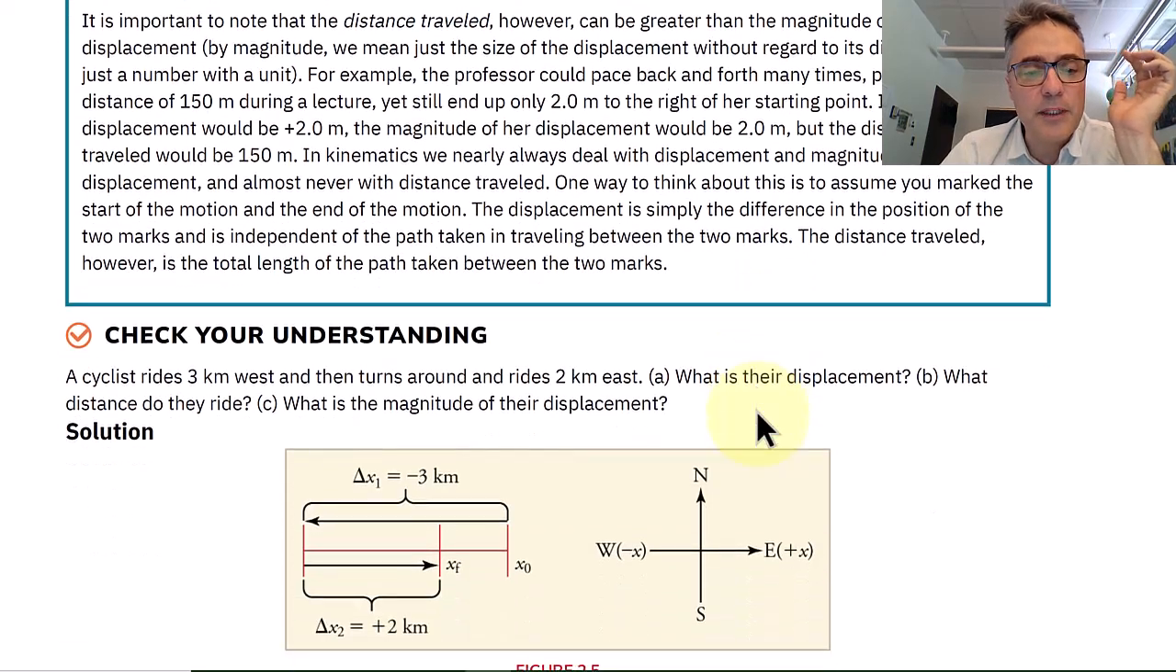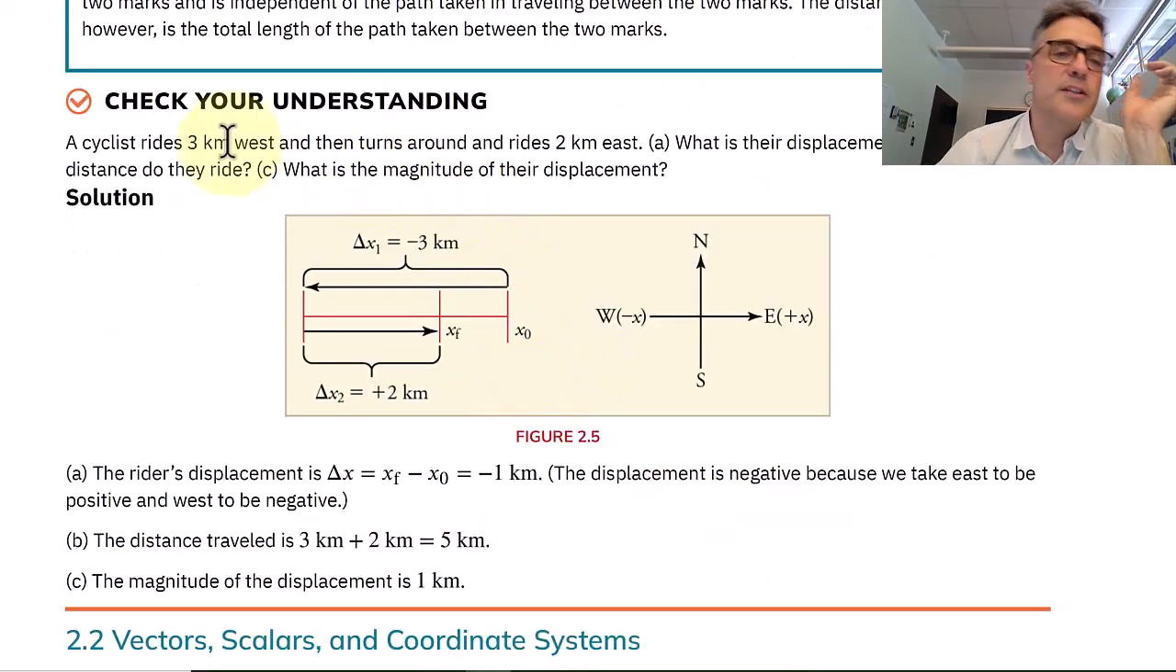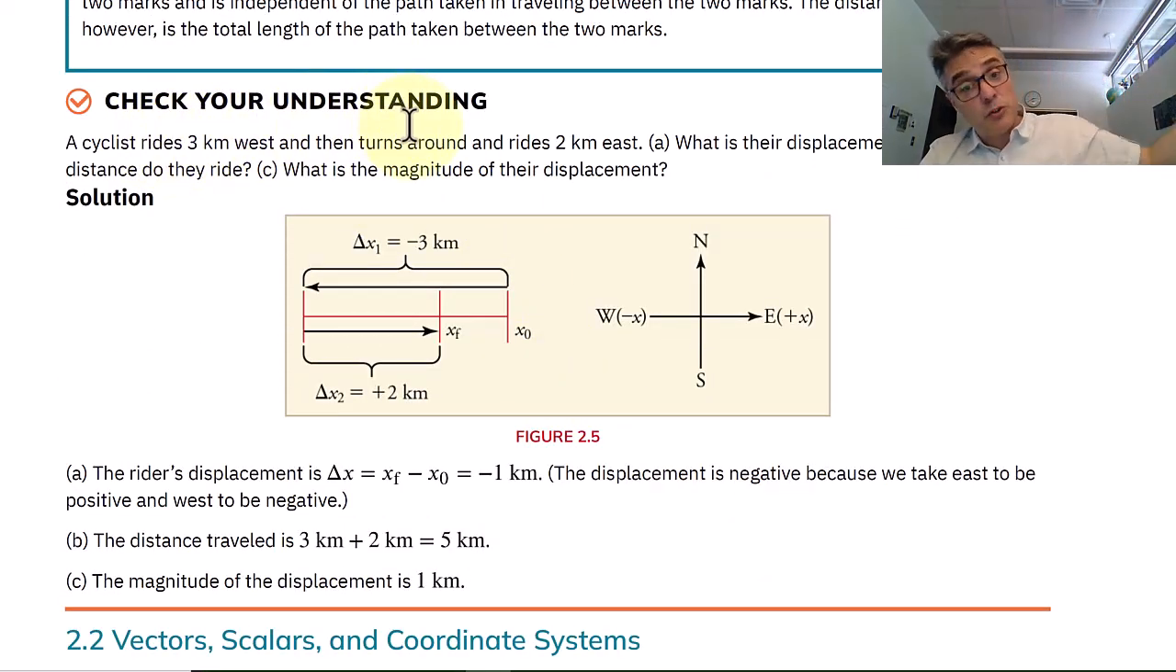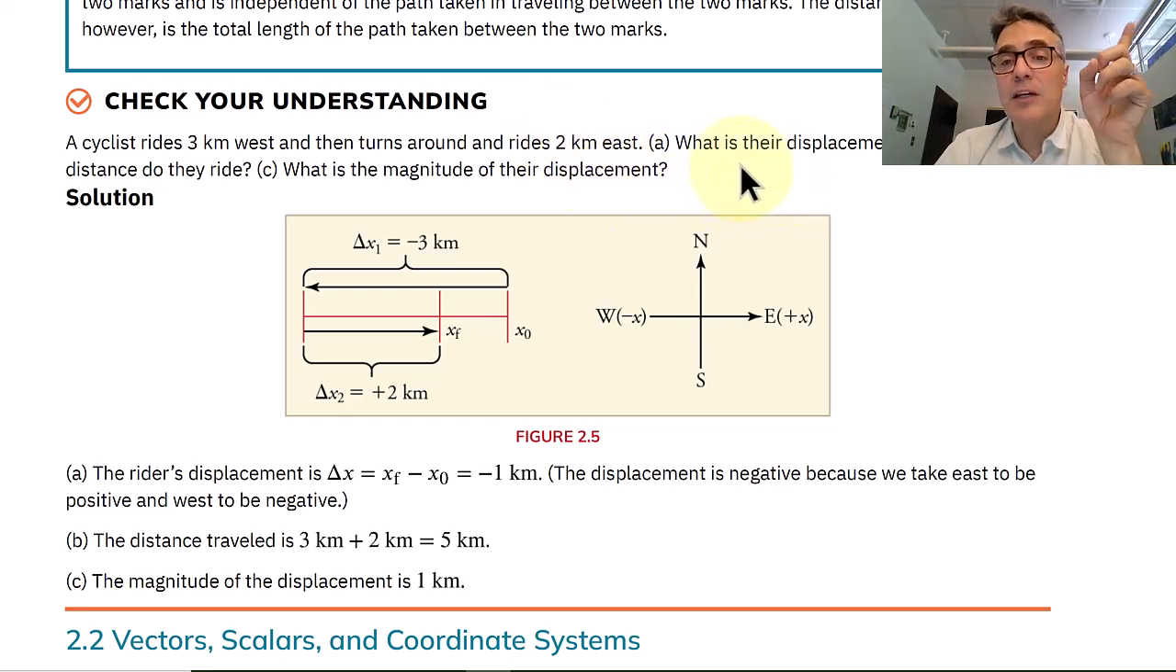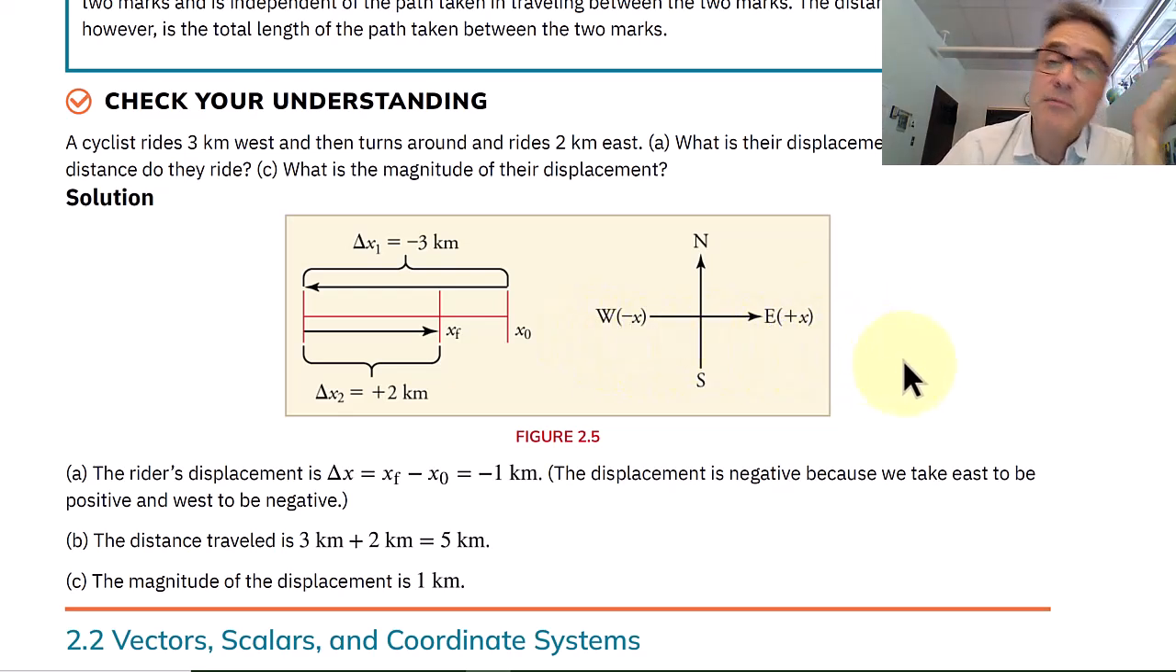And the example here is that a cyclist rides 3 kilometers west, then turns around, does a U-turn and rides 2 kilometers east. Question A, what is their displacement? And question B, what distance do they ride? So the first thing they do is define plus x to be in the east direction and minus x to be in the west direction, which is fine.